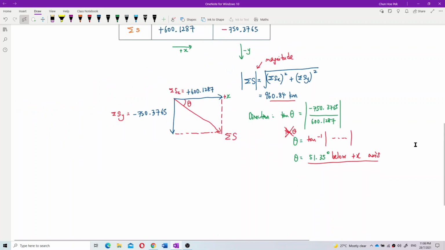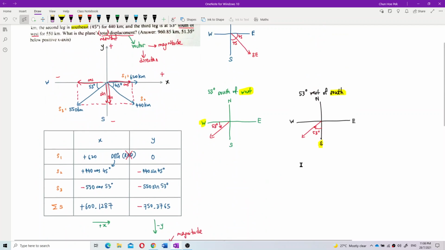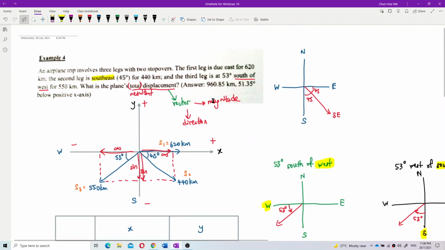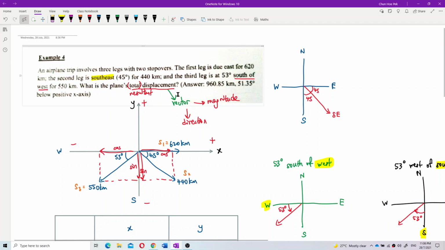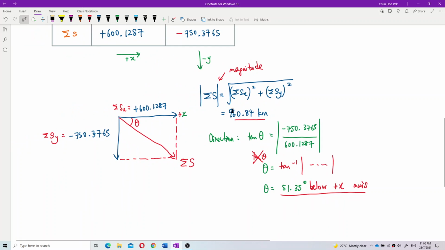So is it correct? 51 degree below positive x, is it correct? Yes, it is correct. 51.35 degree below positive x-axis. Okay, that's it for this question. You must give magnitude and direction. See you in the next video.